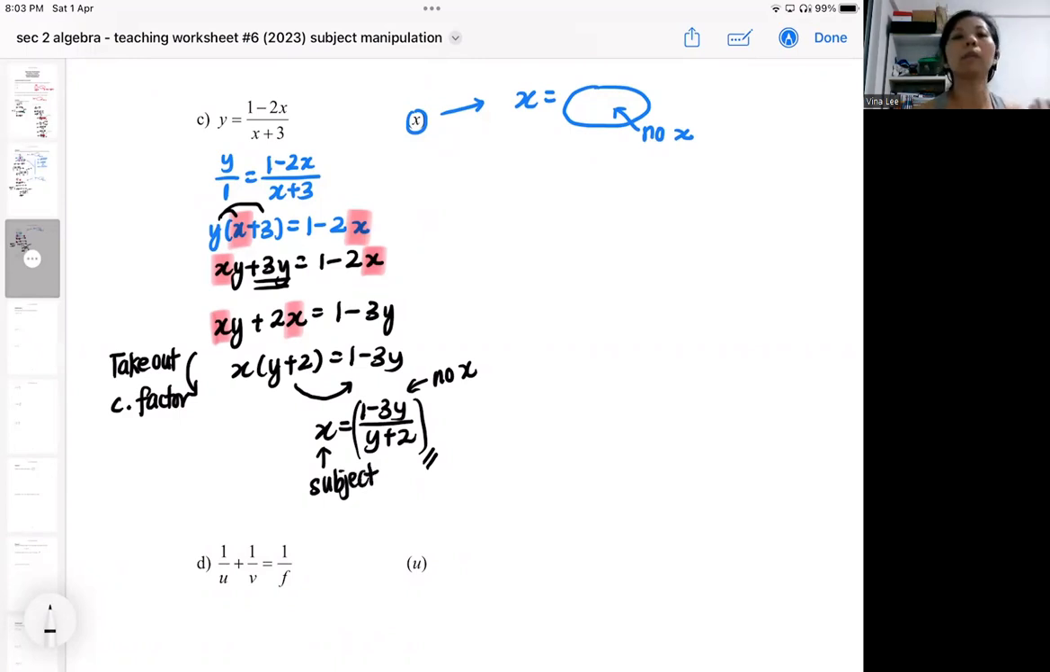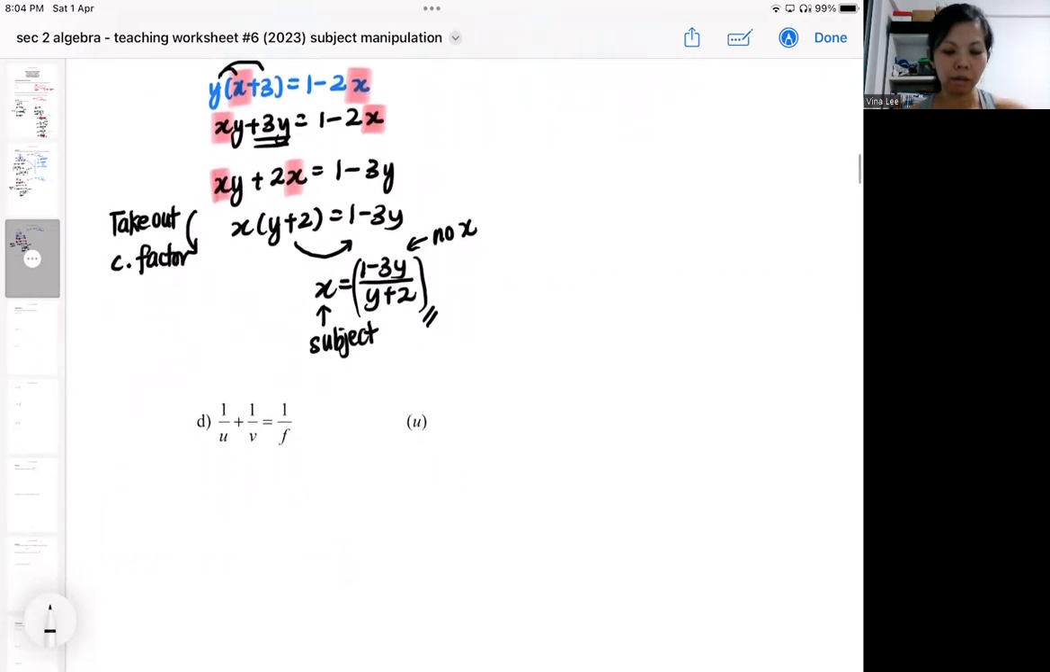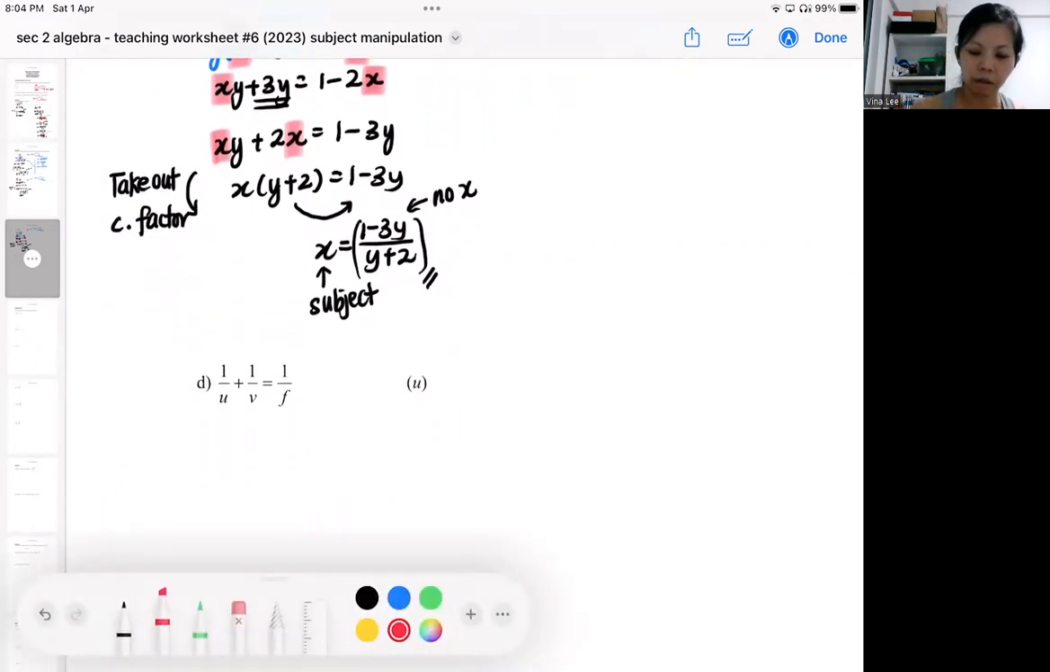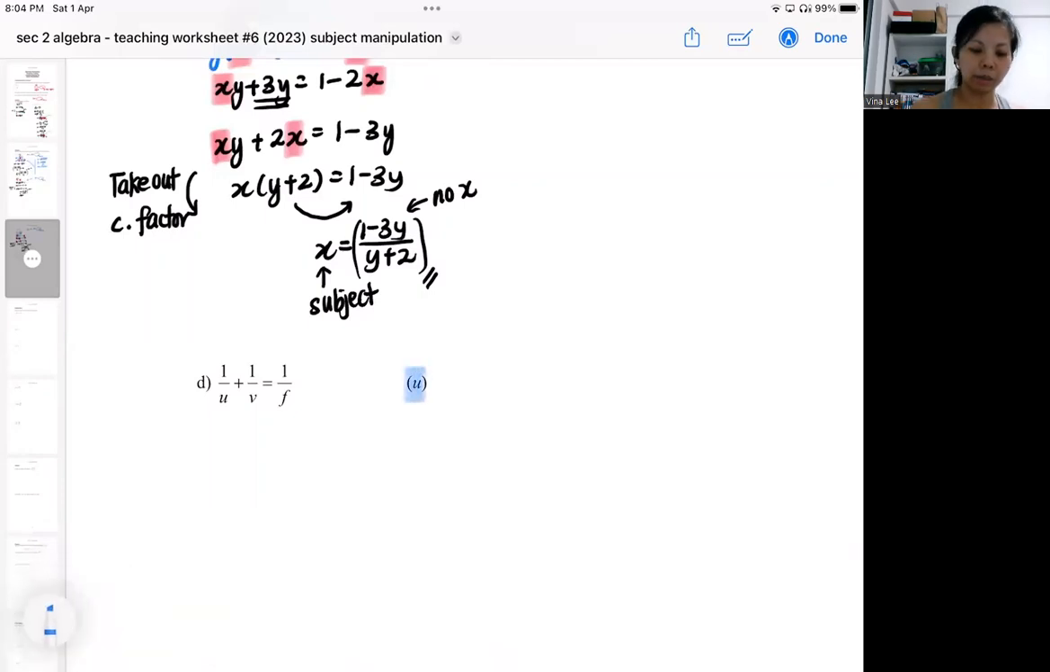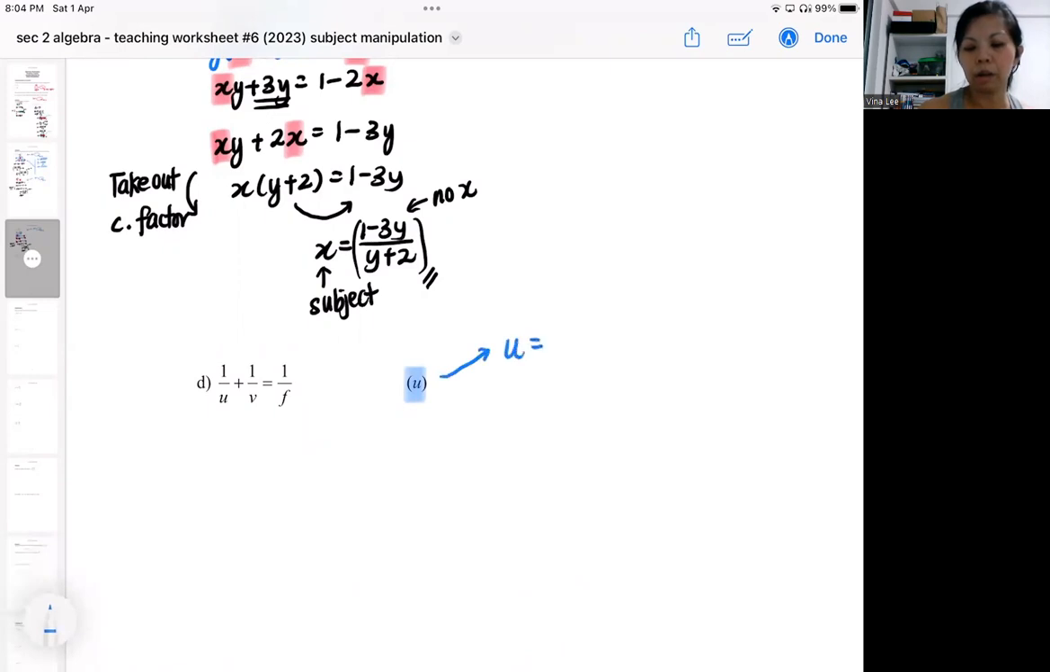Okay, so far you come to cross multiply, you come to take out common factor. Very common ones. These are the few common techniques, but a lot of time it depends on how the expression looks like. Okay, the next one we see fraction, and if you realize, U is the subject. So if you are getting U as a subject, bear in mind your answer will look like this, and you shouldn't have any U on this part.